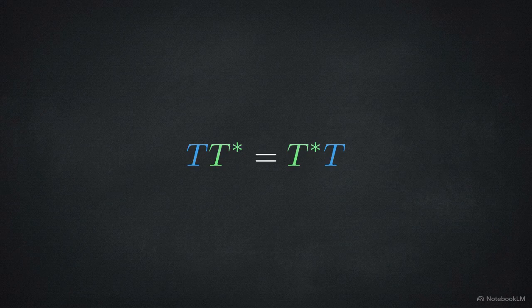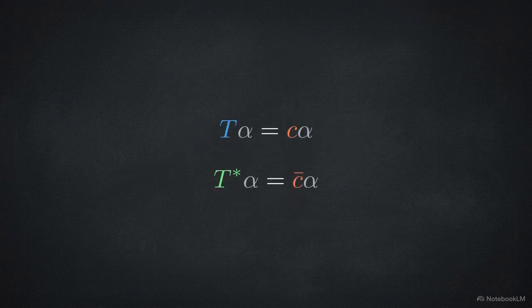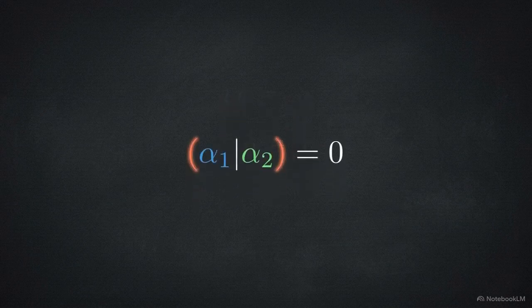Because of this, any vector's magnitude under T equals its magnitude under T star. Therefore, if a vector scales by C under T, it scales by the complex conjugate, C bar, under the adjoint. Because T and T star share the same eigenvectors and shifted kernels, the inner product of vectors associated with different eigenvalues is forced to zero. The eigenvectors are effectively locked into an orthogonal state.